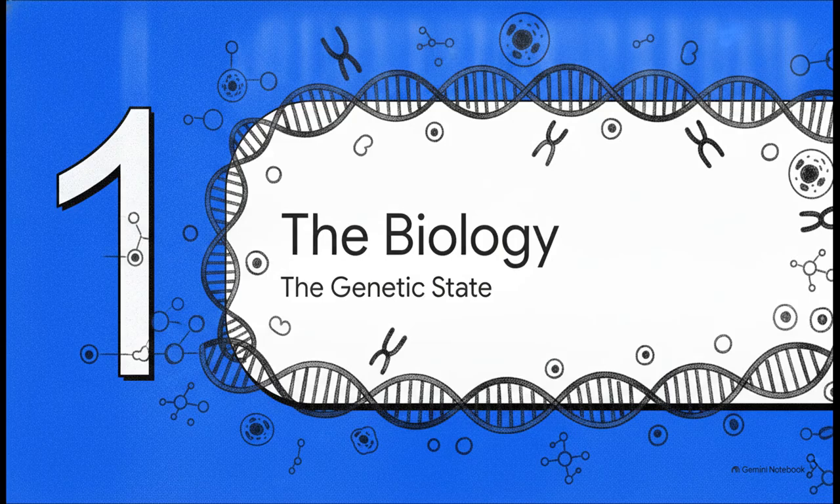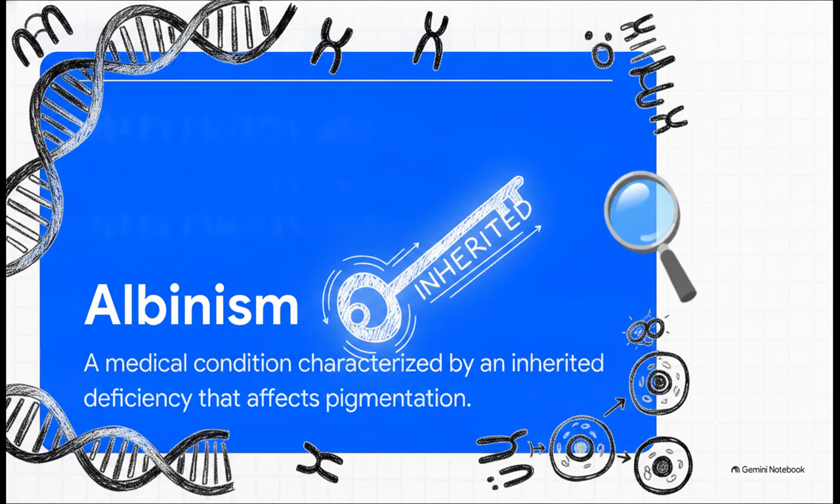All right, let's jump right into Section 1, the biology and understanding the genetic state. To start, albinism is fundamentally a medical and genetic condition. It's characterized by an inherited deficiency that affects pigmentation. Now, that word inherited is the absolute anchor here. It means it's a genetic state that's literally hardwired into biology from birth.